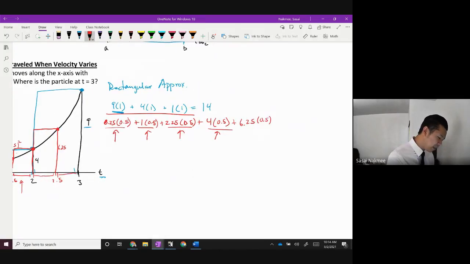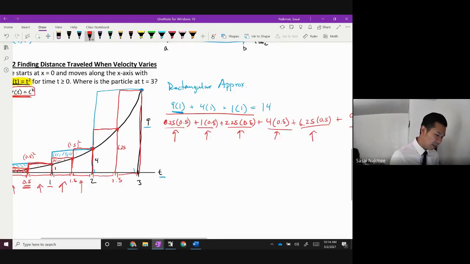This is going to go from here to here, which is another 0.5 distance away. But this time it's going to go up to this height. And this height is what, guys? What is that height for that last rectangle right there? It's going to be at t equals 3. And that's going to give me a height of 9, right? So 9 times 0.5, like so. And that's going to be the last rectangle.